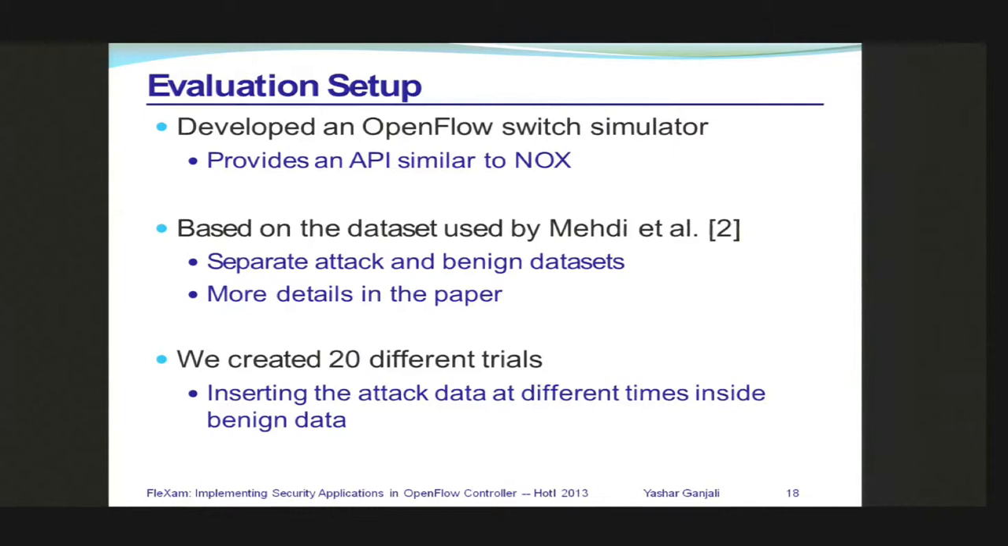And to evaluate, we have implemented our own simulation environment. The data set we are using is taken from the literature. What we have in that data set is two different subsets of data, benign traffic and attack traffic, and we can combine them, increasing and decreasing the rate of attacks by shifting the time and scaling time. You can find more details about the data set in the paper; I'm not going to talk about those. And we have created 20 different trials, and what I'm presenting is the aggregate of those results.